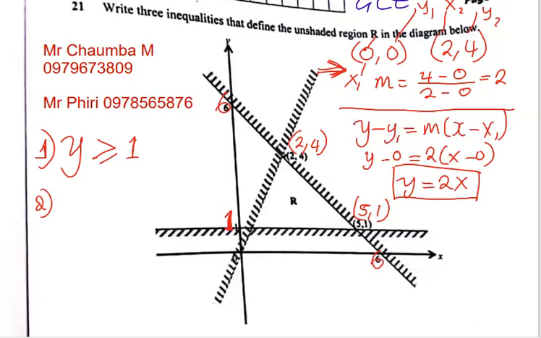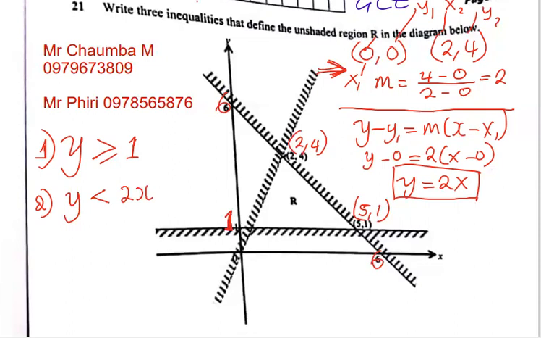So the inequality in this case, when you look at the location where this R is, is going to be y is less than 2x, just. That is how we are going to put it. I don't know if that is okay with you. That is what is going to be our inequality.